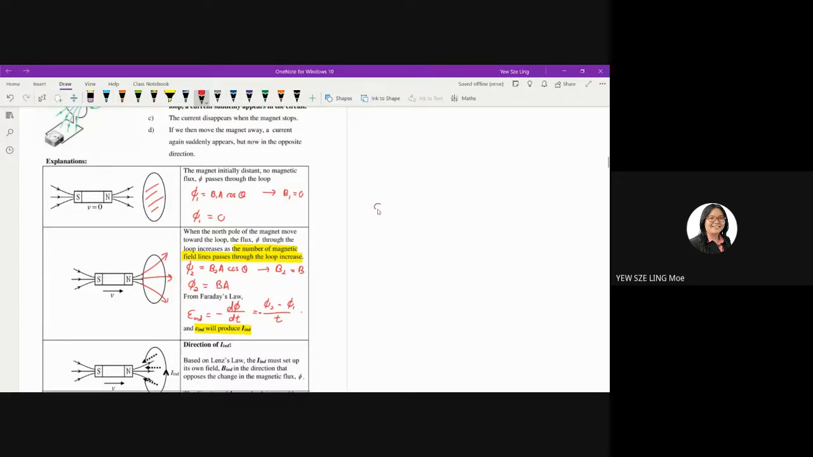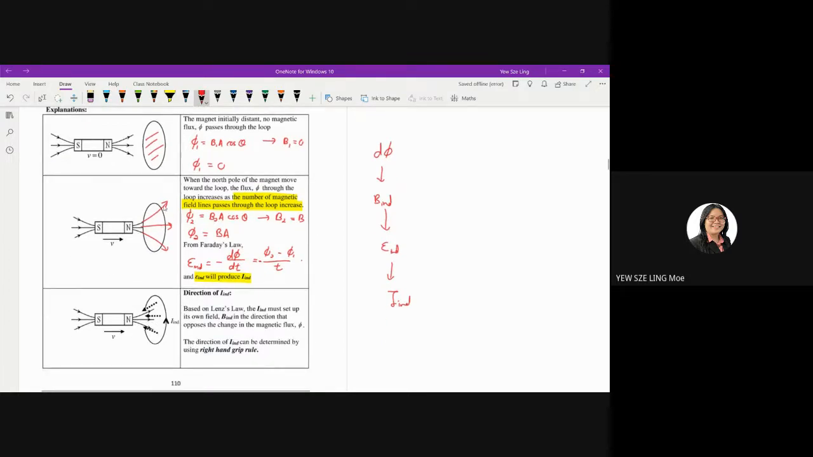So because of the change in magnetic flux, B induced is being generated. B induced gives you EMF induced. EMF induced then gives you I induced. Okay, next, directions of I induced.